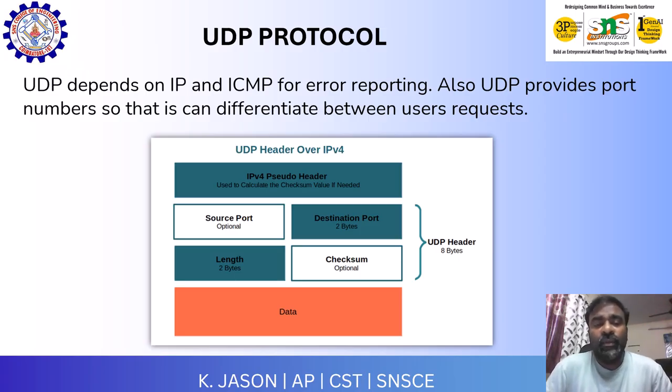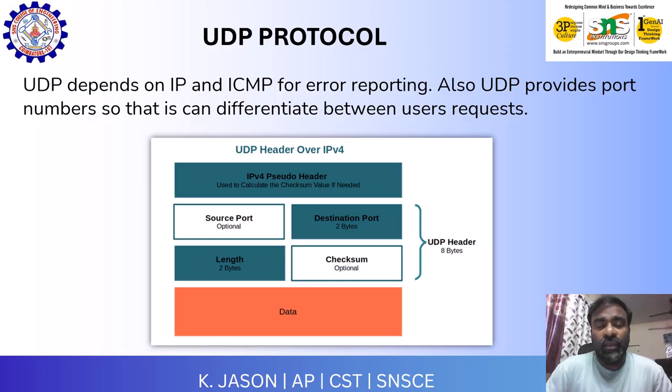This is a basic diagram of UDP: source port address, destination port address, length of the data, and checksum. The checksum is used for error reporting only. If there is any error, it is reported. UDP depends on IP and ICMP. IP means Internet Protocol, and ICMP means Internet Control Message Protocol. If any error occurs, it will be reported but not retransmitted. Retransmission is not there in UDP.